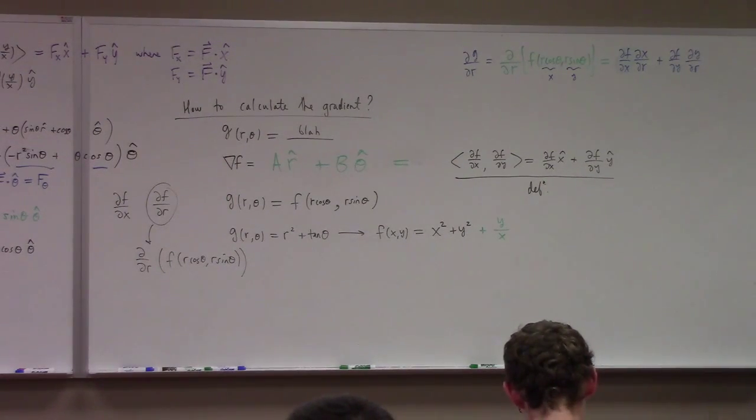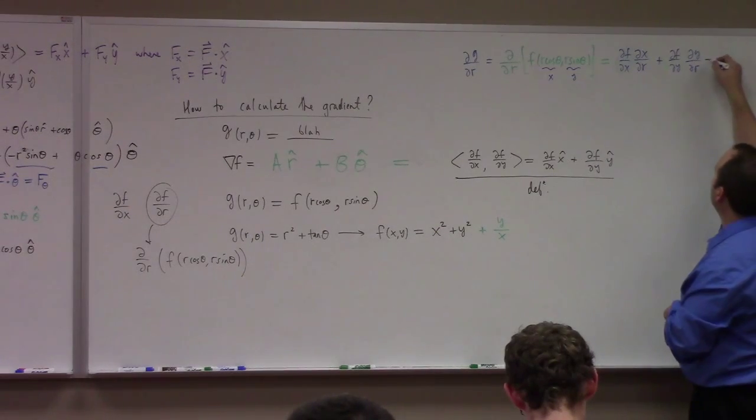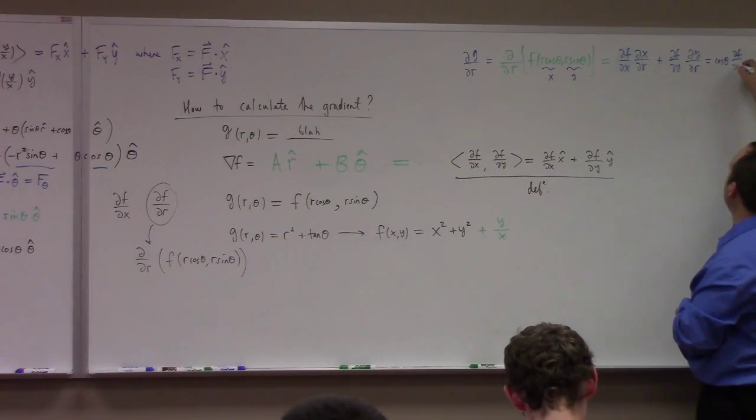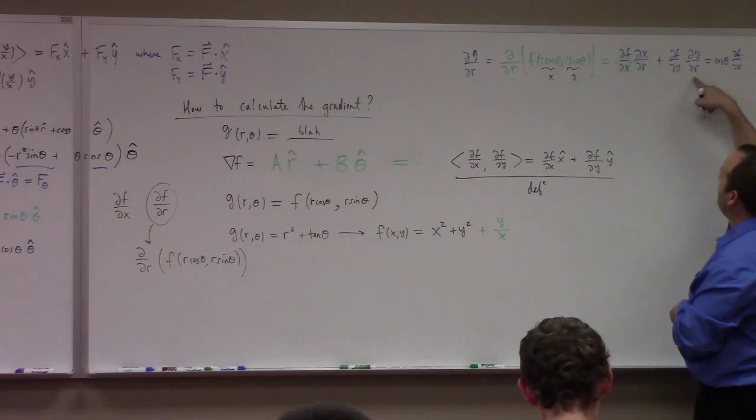But in some sense, that kind of seems, I mean, we know what these are. What's partial x, partial r? I'll do the cosine. It's cosine theta, partial f, partial x, right? And what's the other term? What's partial y, partial r?